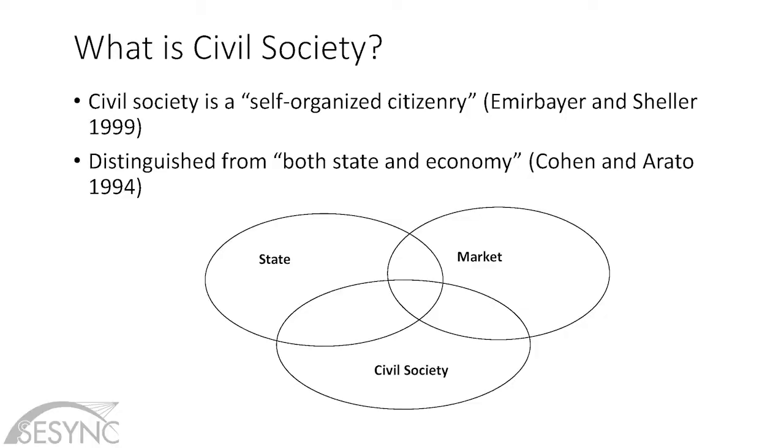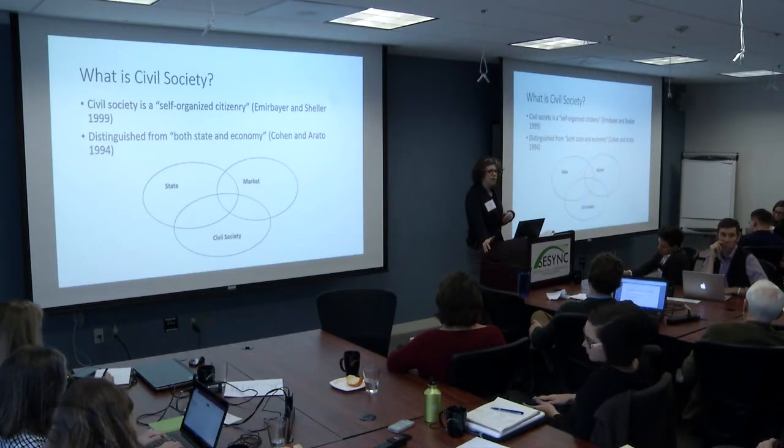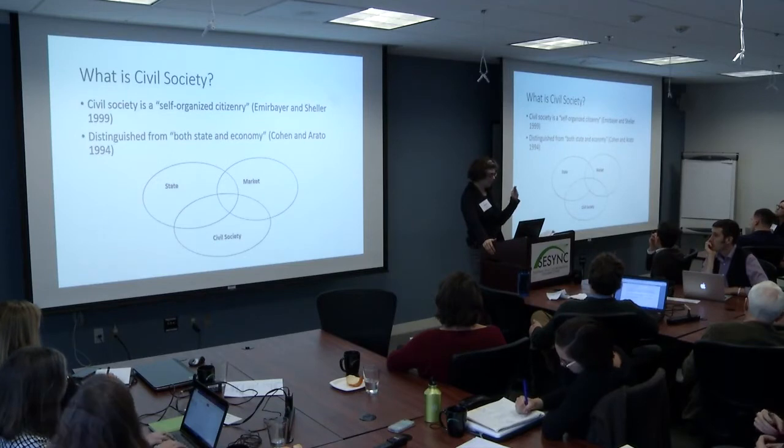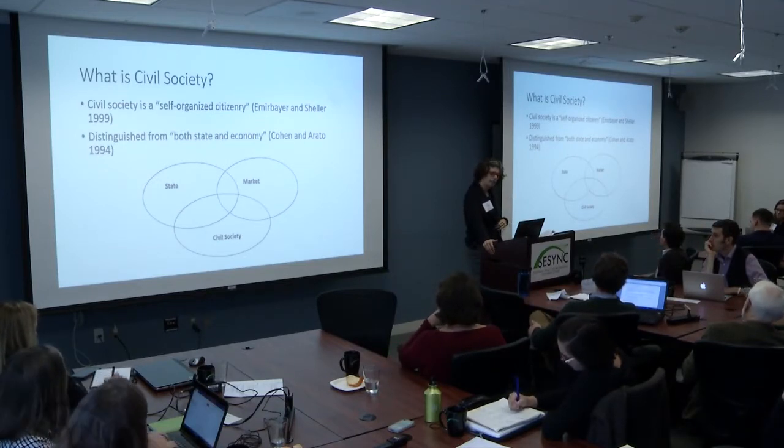I thought I'd give you a couple definitions of what civil society is so we're all on the same page. Civil society and the literature thereupon tends to build directly off of the work of Habermas, just FYI, so we can see how this connects with what we talked about yesterday. Emirbayer and Sheller define it as a self-organized citizenry. Jean Cohen and Andrew Arato, in their opus on civil society, distinguish it from both the state and the market. It's worth noting this definition is different from, say, the Gramscian analysis, which includes the market or the economic sector.